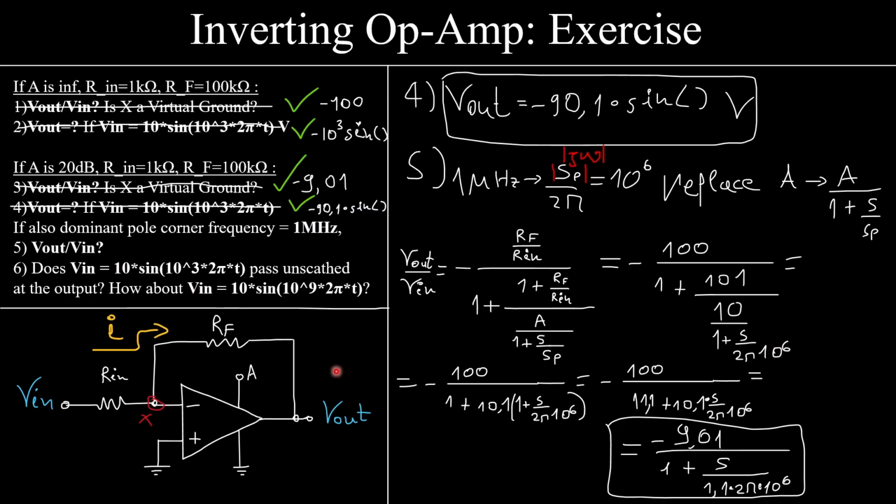This means that Vout over Vin is this, so we are done with this. Now, it is clear that the output over the input depends on the frequency. So, we must be careful now.